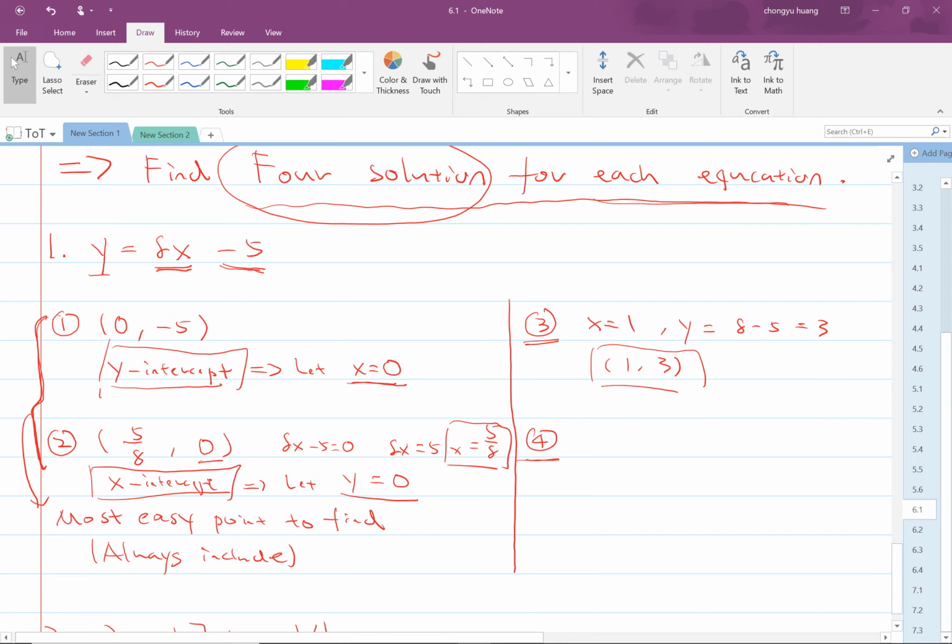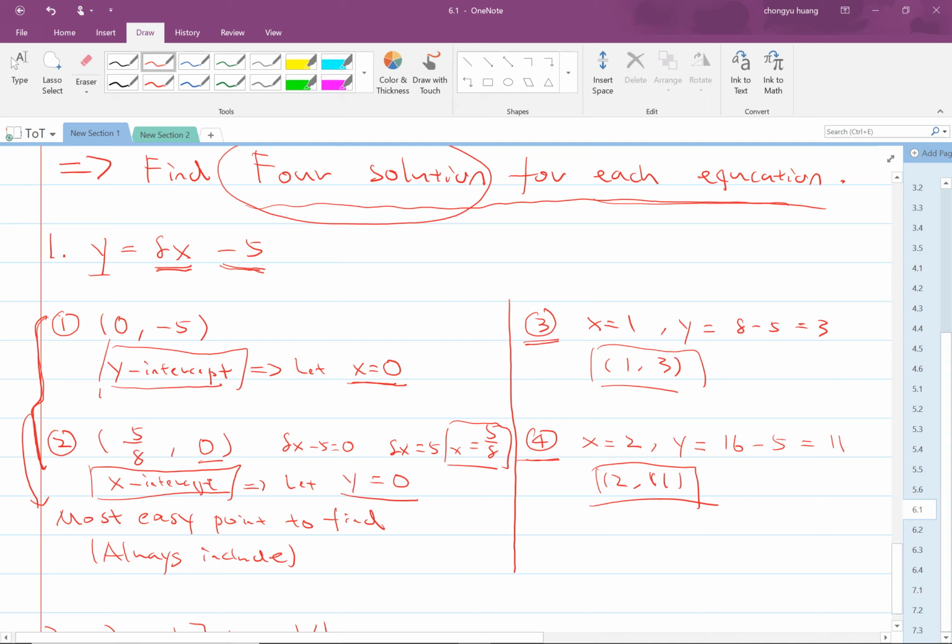And so let's talk about the fourth point. Suppose over here we plug in x equal to 2. Y is equal to 2 multiplied by 8, which is 16. 16 minus 5 is equal to 11. So the point (2, 11) will also be part of the solution.